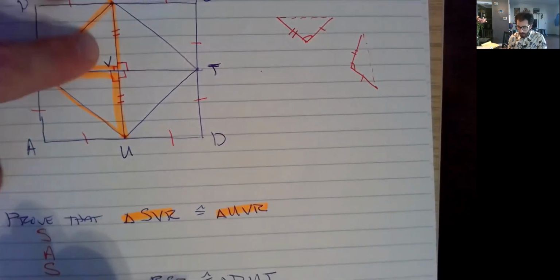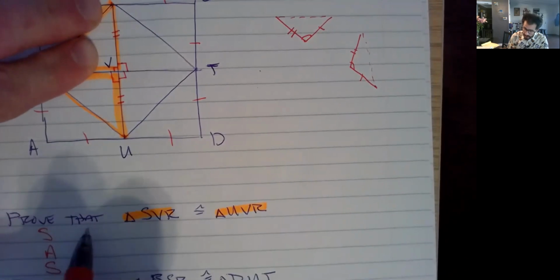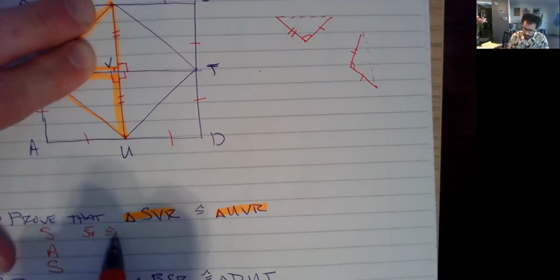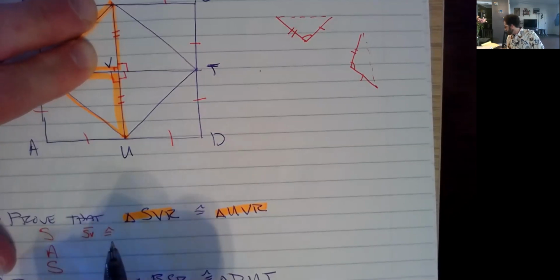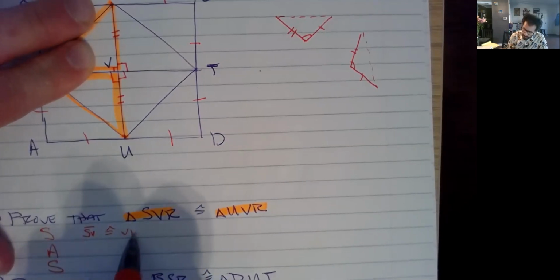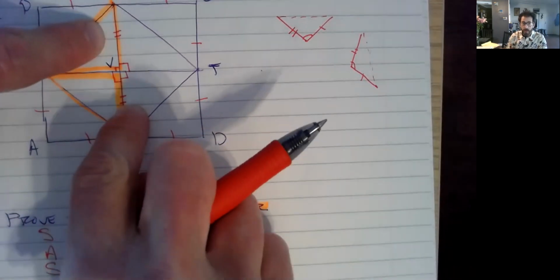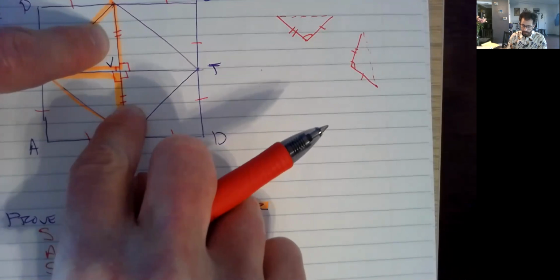All right. First thing I see is that they gave us that SV is congruent to VU. All right, so there's our sides. We matched up a pair of sides from each triangle.